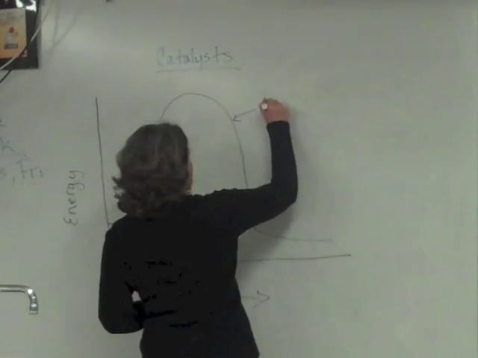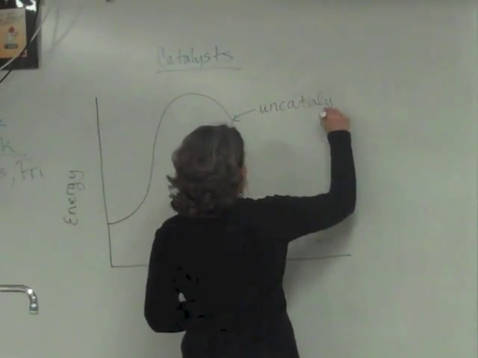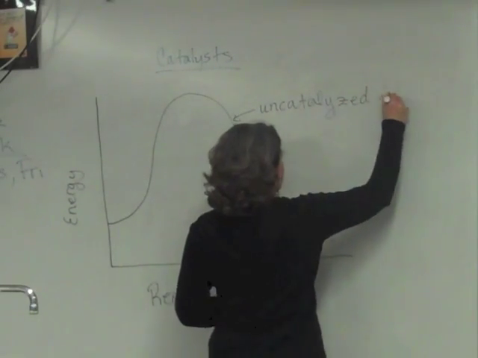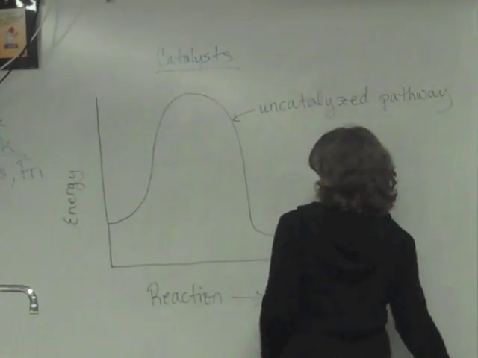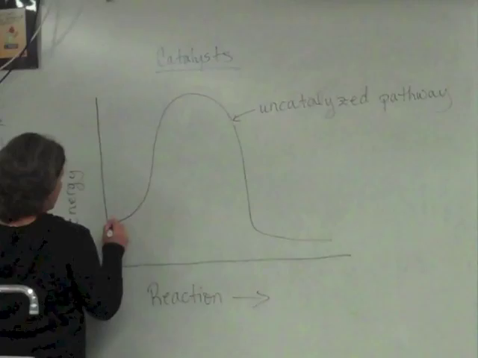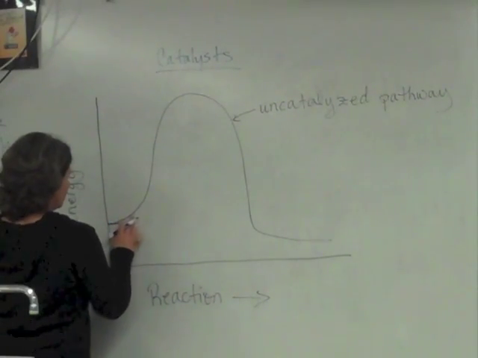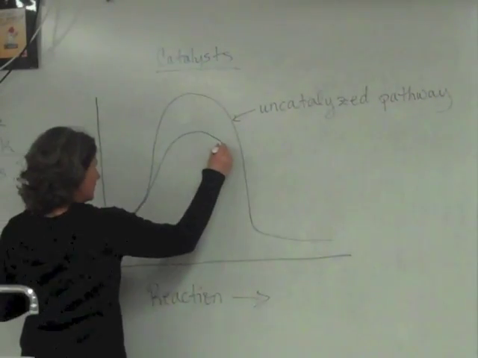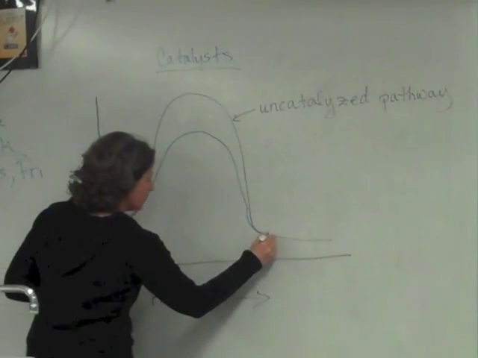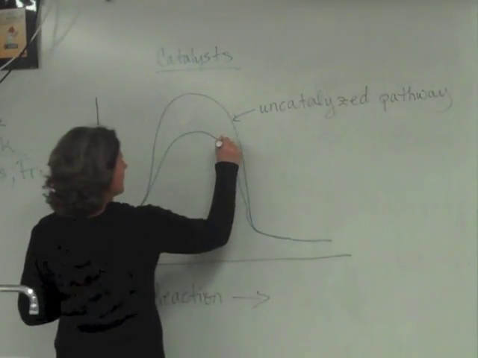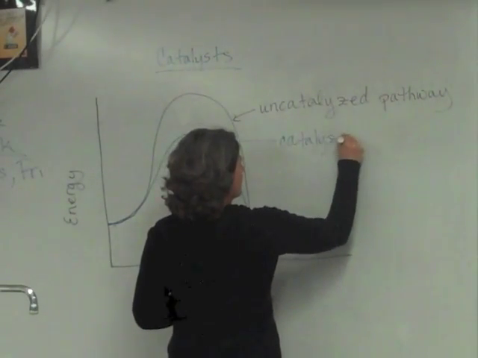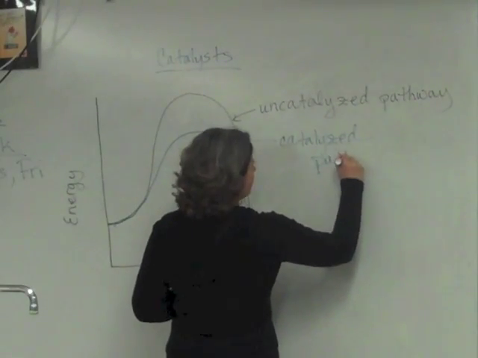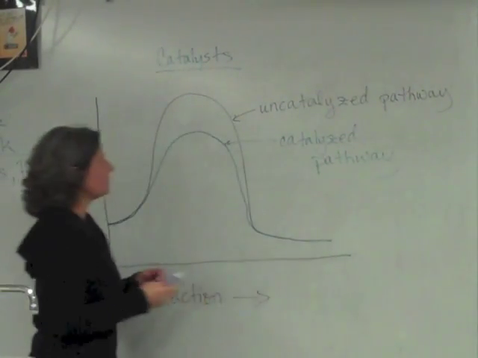This is the uncatalyzed pathway. A catalyst does this. That is the catalyzed pathway.